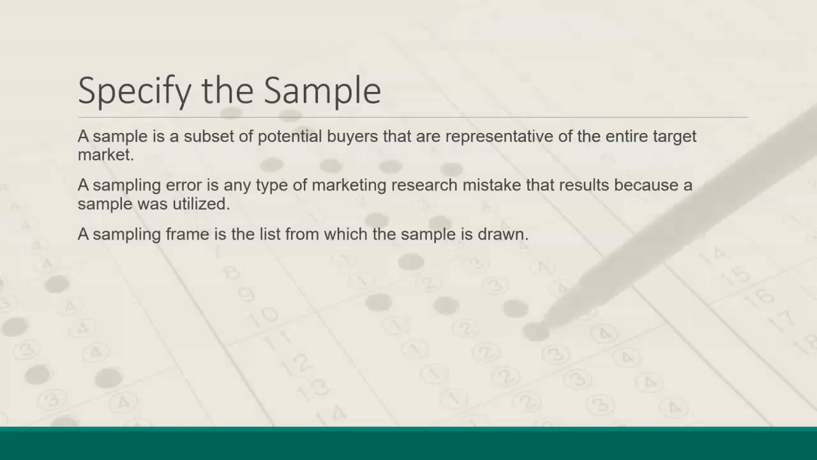Specify the sample. A sample is a subset of potential buyers that are representative of the entire target market. A sampling error is any type of marketing research mistake that results because a sample was utilized. A sampling frame is the list from which the sample is drawn. So any errors that you make have to be documented and noted in your research, and then you have to restart the study again in order to provide a qualified presentation at the end.